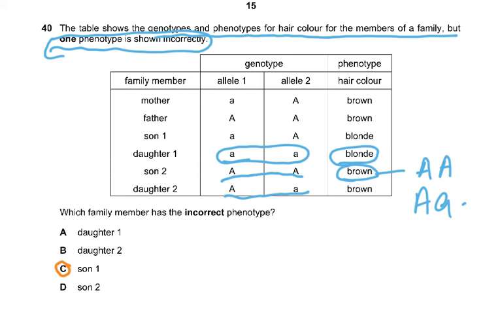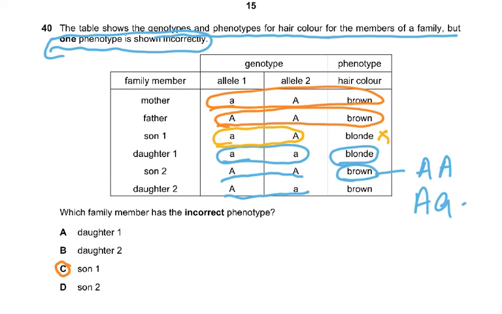Blonde, son 1. Now here we come to the mistake one, because we looked at the question and we found out that blonde is small a small a. Now this is blonde with big A small a. So this is wrong. Then browns, I told you, had to be big A, and so this brown is correct, and big A small a brown is correct. So that is why the answer was son 1.